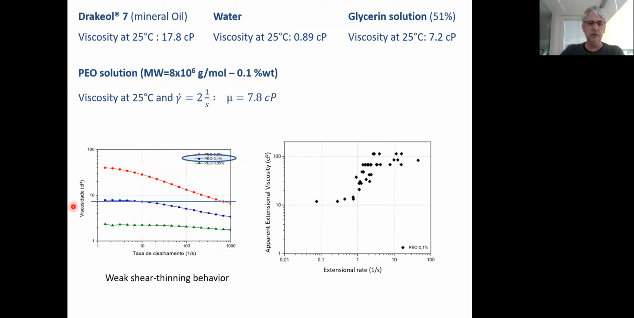Here's the shear viscosity of this PEO solution. It is slightly shear thinning, but in the range of shear rate of the experiment, the viscosity is between 7 and 8 centipoise. We then use a glycerin and water solution with the same viscosity as the PEO solution. The idea is to compare the flow behavior of this glycerol solution with the PEO solution, because if the process is dominated by a viscous effect, they should give you the same behavior. Any difference between the flow behavior of these two solutions is probably going to be associated with the high extensional viscosity that we see in the PEO solution.